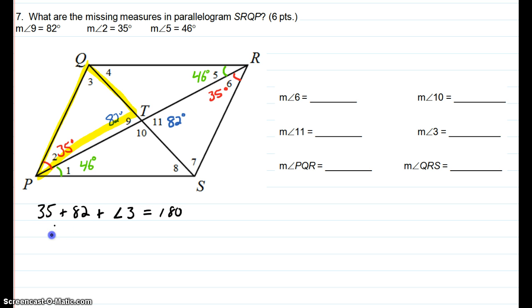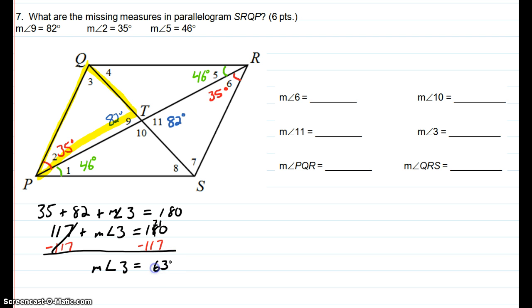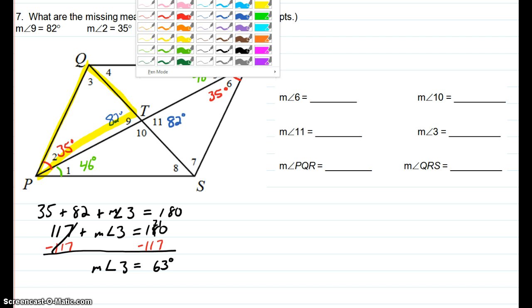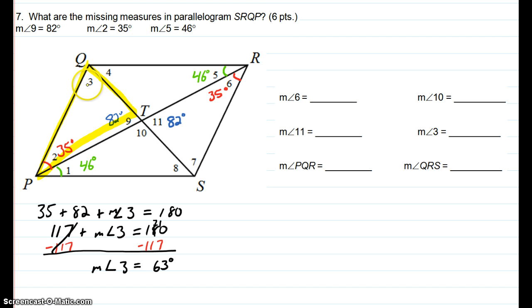So this gives us 117 plus the measure of angle 3 equals 180. And now we can solve that by subtracting the 117 from both sides. And so that tells us that the measure of angle 3 is going to be equal to 63 degrees. So, let's see if I have a different color for that. Let's do this one. So, the measure of angle 3 is 63 degrees.